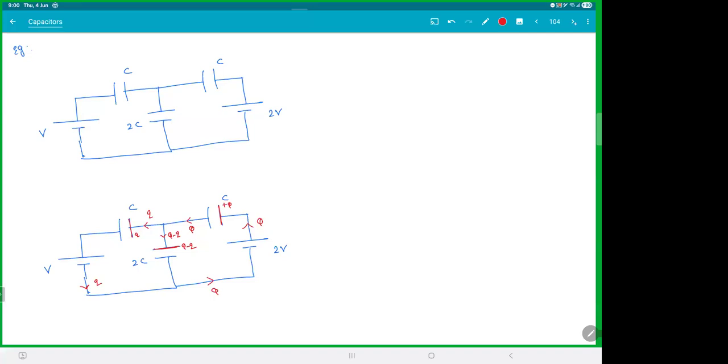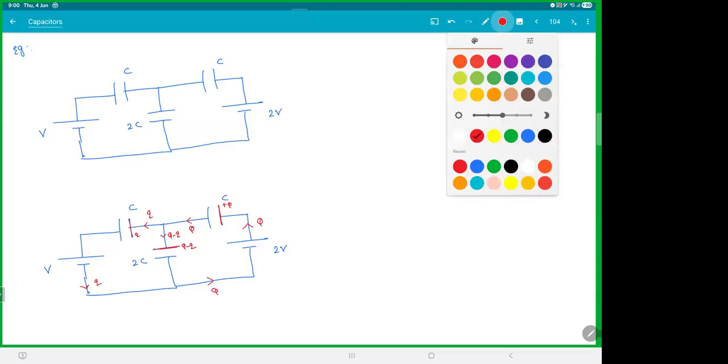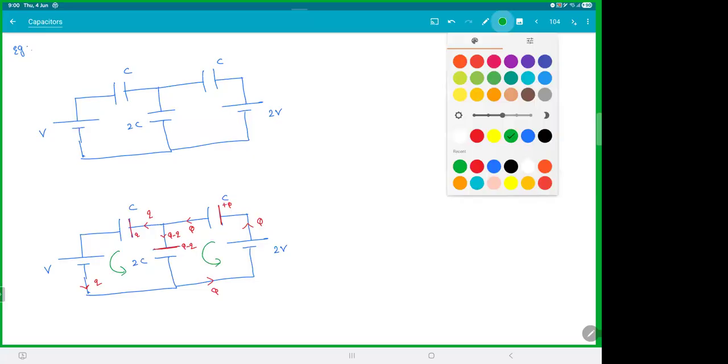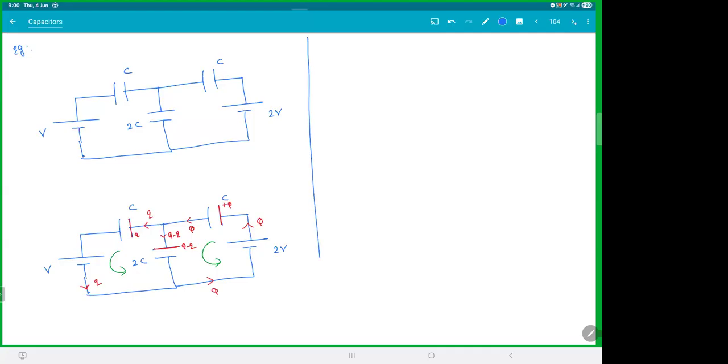So I'm assuming the 2-volt battery is giving charge Q. That charge will split into small q and Q minus q, and they will continue to flow and come back to the battery. Now, take this as one loop and this as one loop. Listen carefully to the sign convention. Not difficult. You just need to know the convention. I'll take the left loop. You can start from anywhere. It doesn't matter. Let's say I'll start from here.